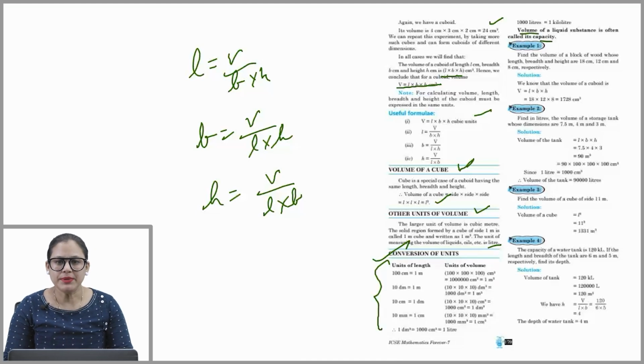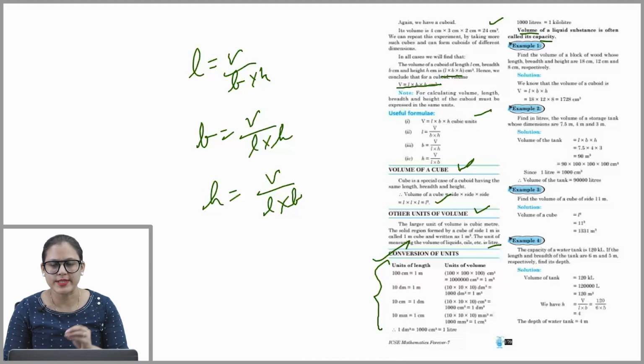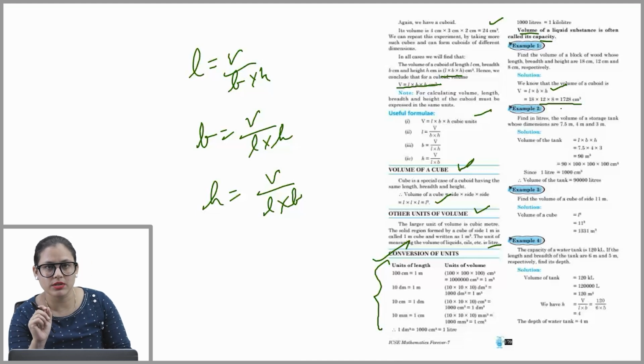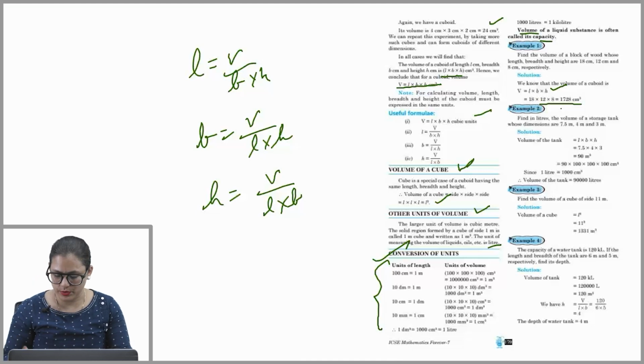Example: find the volume of a block of wood whose length, breadth and height are given. So, we will apply this formula: volume is equal to length into breadth into height, and we will multiply all these 3. Then we will get the volume 1728 centimeter cube. And don't forget to write the unit in cubic centimeter or cubic meter.